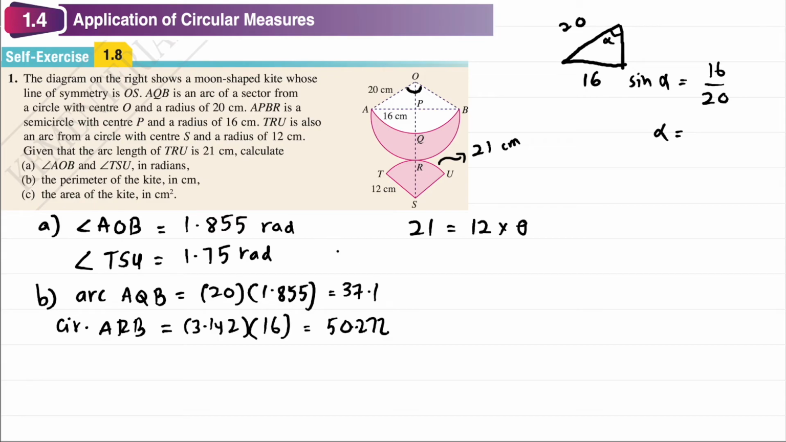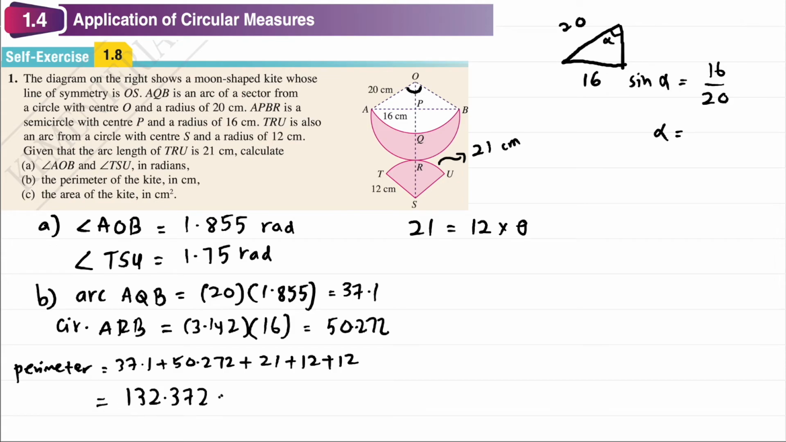Okay. So we have everything, right? So we can find the perimeter. Perimeter equals 37.1 plus 50.272 plus 21 plus 12 plus 12. So the perimeter will be 132.372 cm. Done with the perimeter.